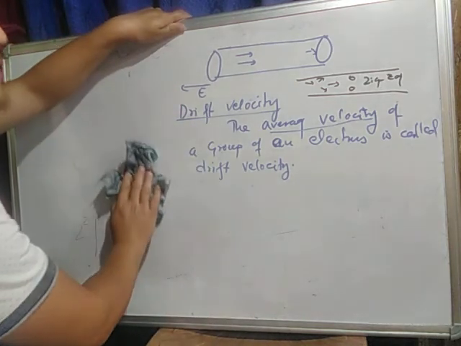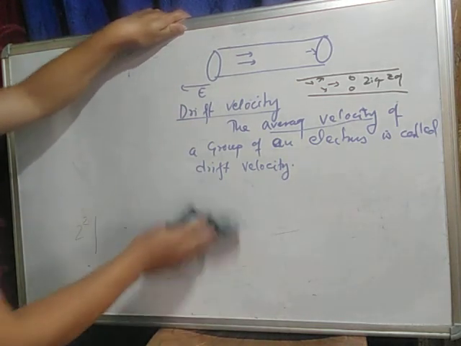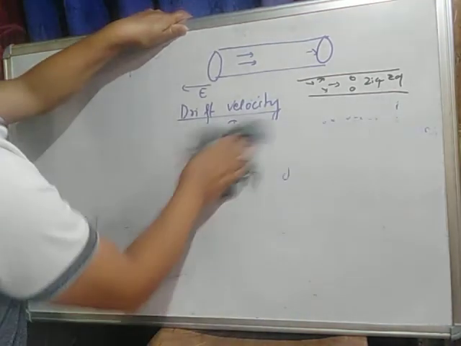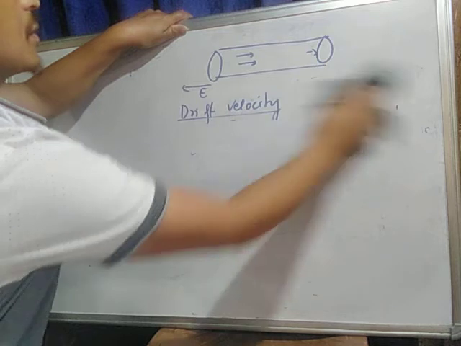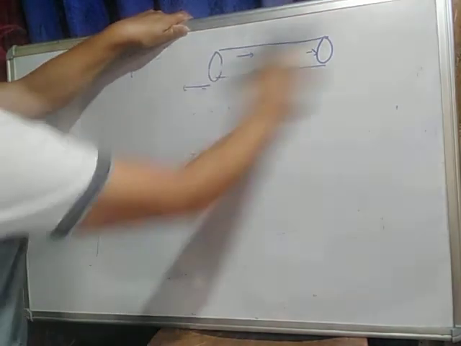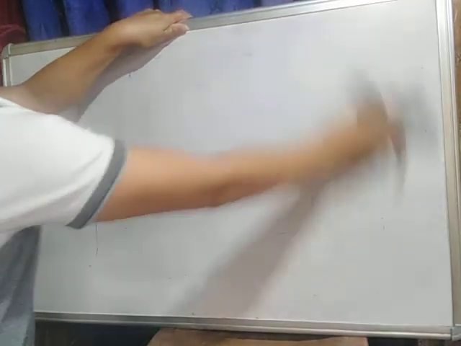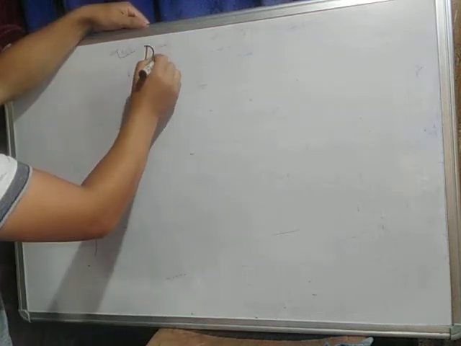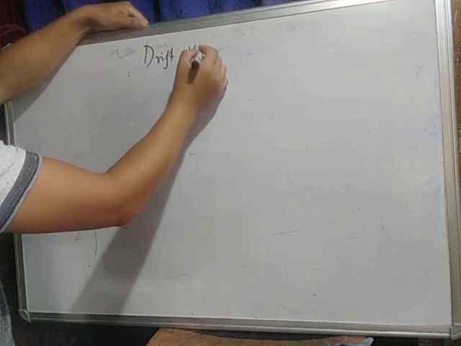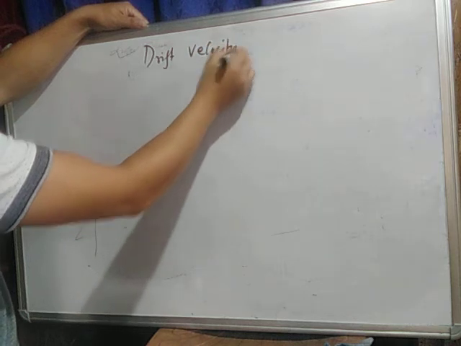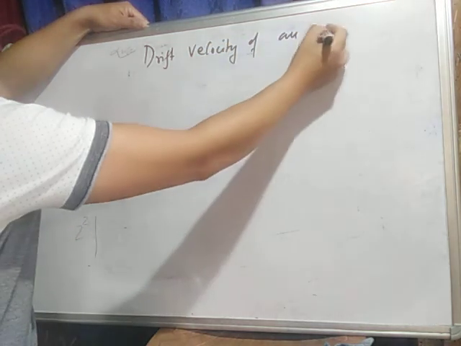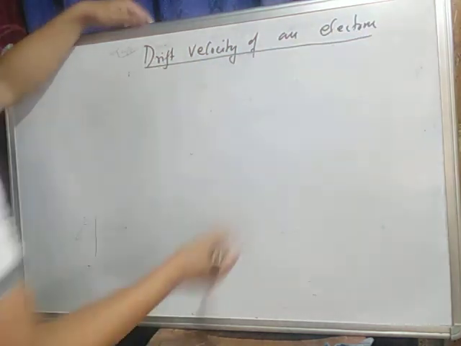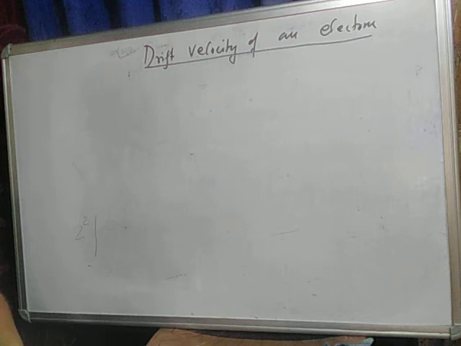So next we'll derive the drift velocity of an electron. Drift velocity, you understood, is average velocity. Write down the next topic: drift velocity, or speed, of an electron. Very important, you need this in the next chapter also, in magnetism.